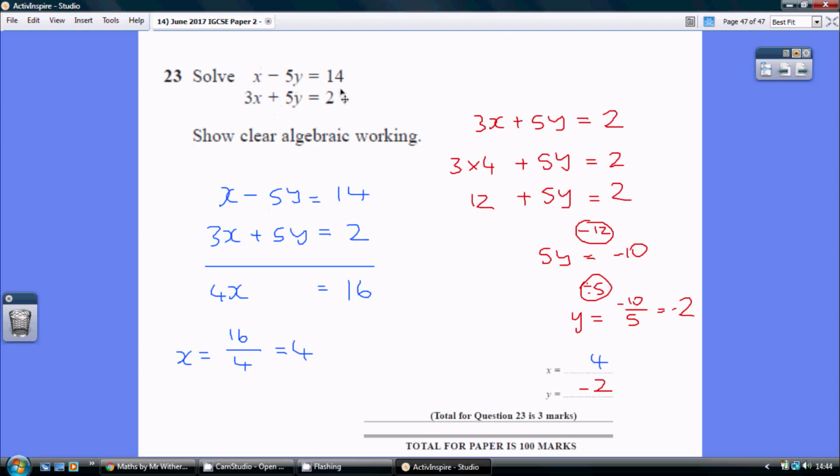I've chosen to use the second one. So I'm using 3x plus 5y equals 2. Now I've just worked out that x is 4, so this number here is 4. So 3 4s are 12. So 12 add 5y equals 2. Take away 12 from both sides, we get 5y equaling minus 10. Divide both sides by 5, we get y being minus 10 divided by 5, which is minus 2. So x is 4, y is minus 2.